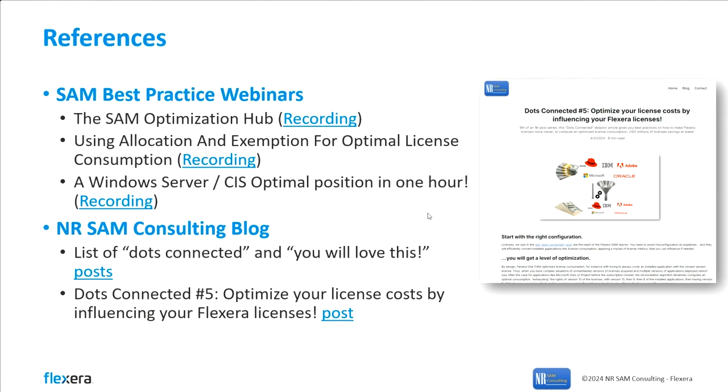Okay, so I just wanted to finish with some references. You will just get that with the PDF. There is a full SAM best practice webinar on the SAM optimization hub. There is another one on using allocation and exemption. You can go to the recording. Another one is doing Windows Server optimal position in 1 hour. This is exactly the topic we discussed. And also, the link to my blog, where you can get the written version of what you just got, and more, and many other posts.